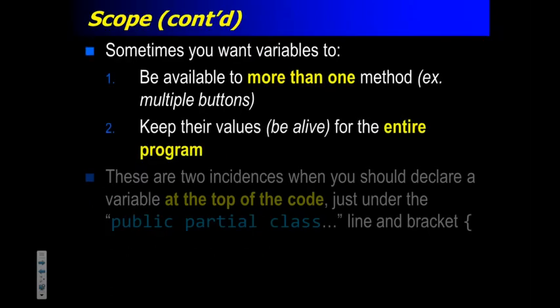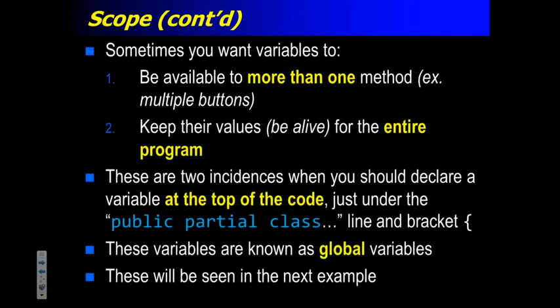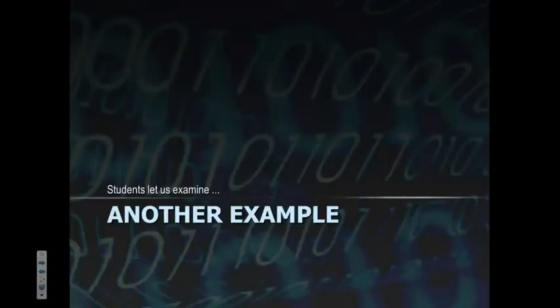Okay? But sometimes you don't want that. Sometimes you want a variable to exist more than just that. For example, let's say you have multiple buttons, and all of those buttons want to use the same variable. Or what if you want the variable to be alive for the whole program, like it never disappears? If that's the case, you want what's called a global variable. So there's the local variable, and now there's the global variable. To create a global variable, you create it near the top of your code under the line that says public partial class. And we're going to do this in the example today. Okay? All right, so let's do this.